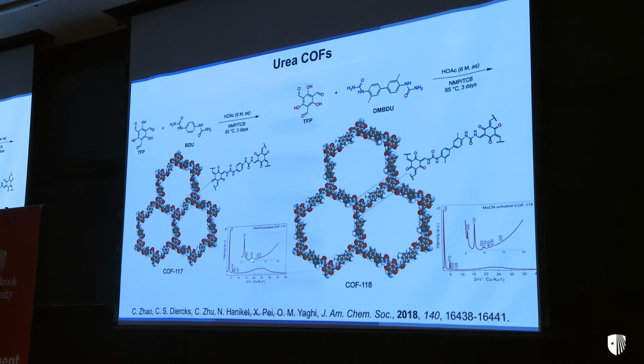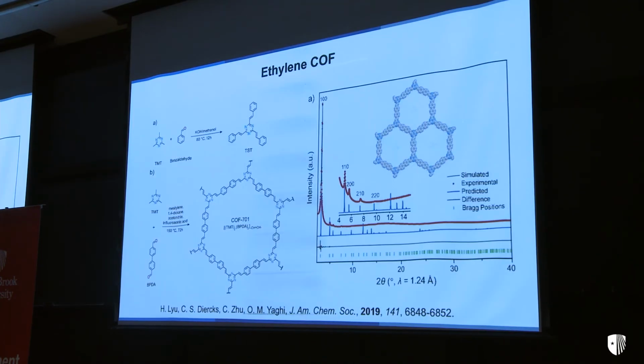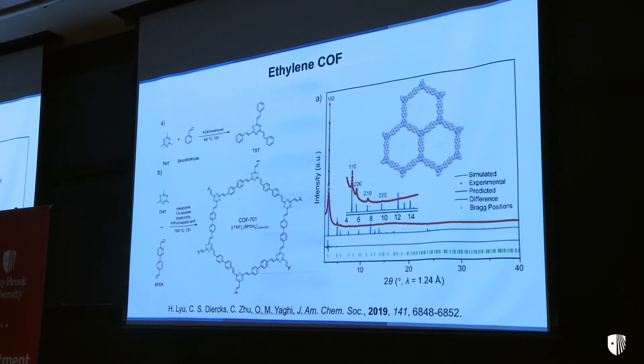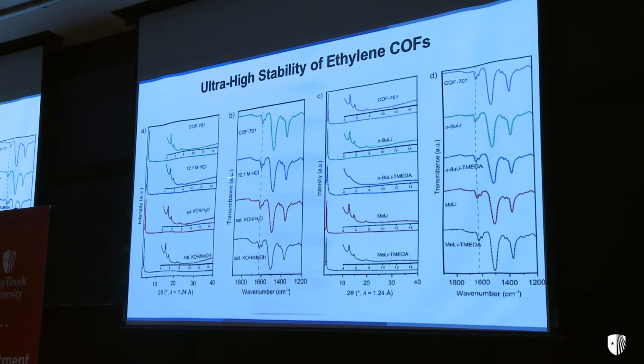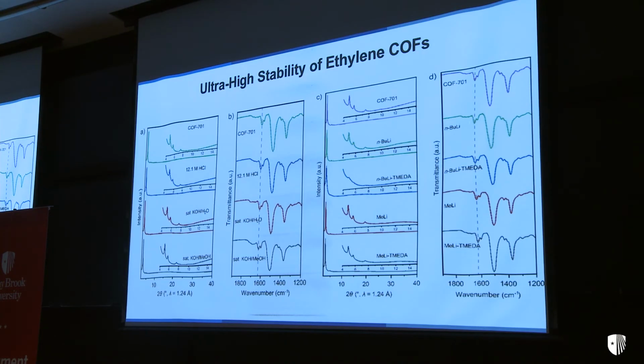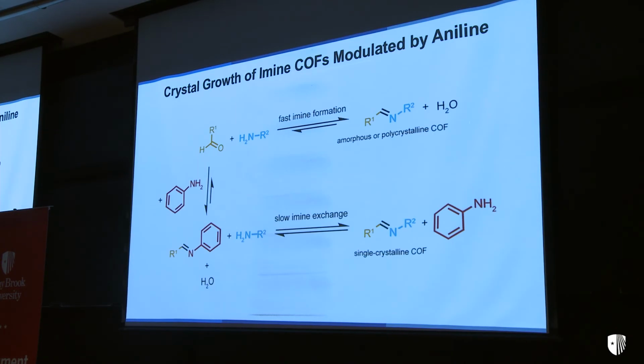Your X-ray powder diffractions are shown here. And guess what? You can also have ethylene linkages. That's carbon-carbon bonds. The material is fairly crystalline and very stable. This COF is stable in 12 molar HCl, saturated KOH, N-butyllithium, methyl lithium. It's a very, very stable, very robust structure.